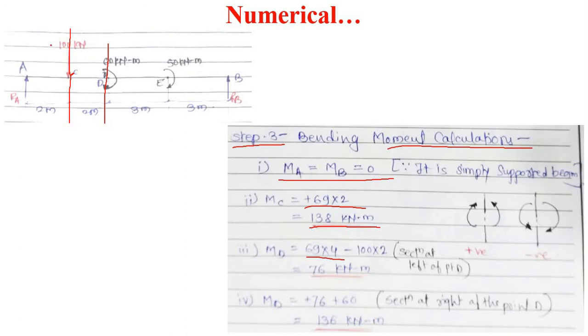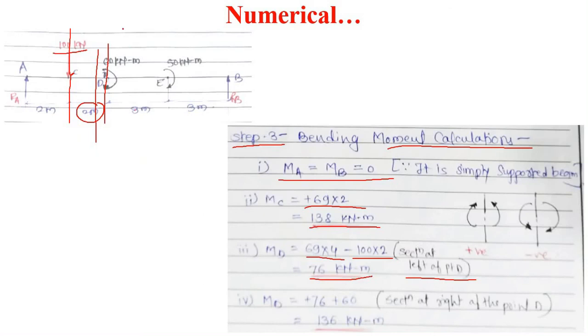Then this 100 kilonewton will try to rotate in the anti-clockwise direction. So this will be minus 100 into the perpendicular distance, that is 2 meter. So minus 100 into 2. When we take a section at just the left side of point D, this will be 76 kilonewton meter.